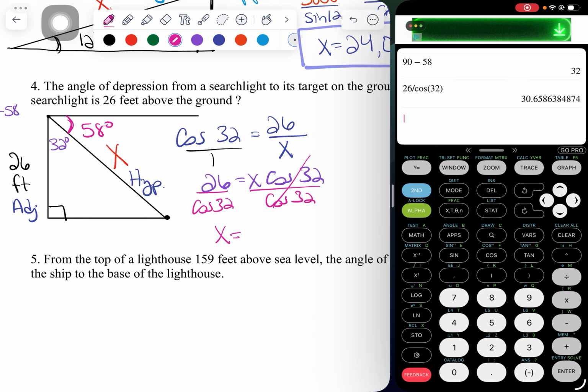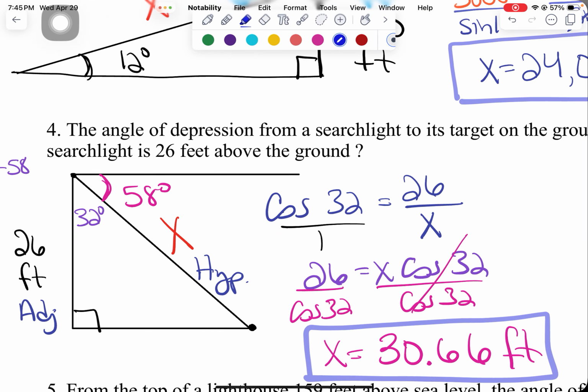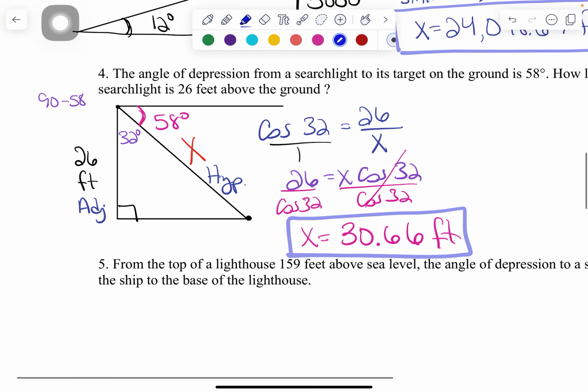All right, no rounding instructions were given. So that's going to be 30.66. I believe everything was in feet, so it is in feet. And there is my answer for number 4. Get rid of the calculator there. All right, so make sure you're drawing the picture correctly. Once you've got the picture correct, you can set up the equation and solve from there.